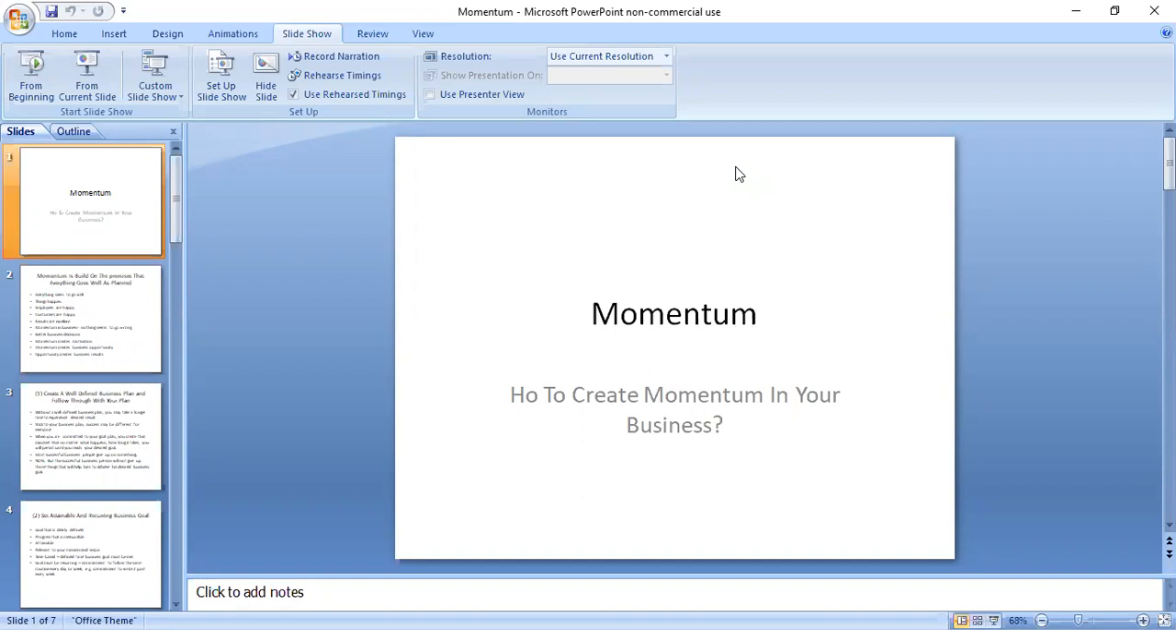Today, I will be speaking on momentum: how to create momentum in your business. Now, let us look at the definition of momentum for a brief moment. Momentum is the motion of a given object. The greater the momentum, the harder it is for the object to come to a stop.